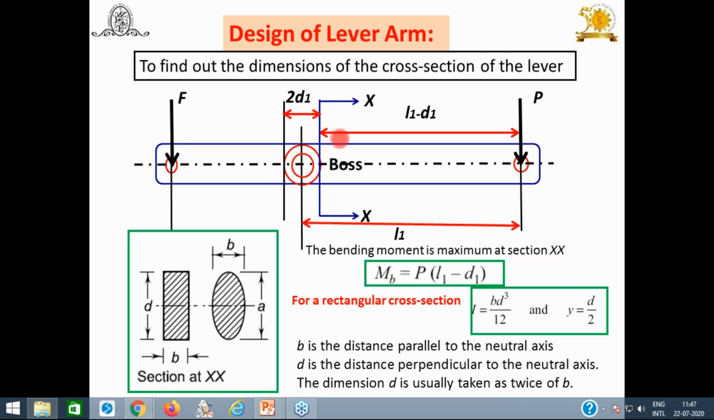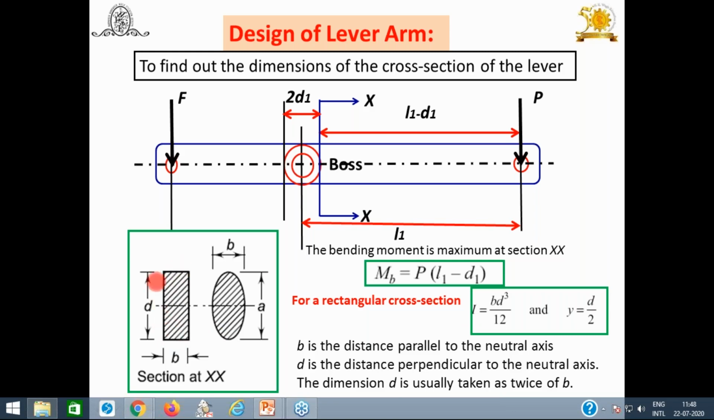Now again, the second thing: suppose this lever has a rectangular cross section. Look at this rectangular cross section, where D and B dimensions are shown. To find the bending moment MB, we use a simple equation, sigma B is equal to MB y by I. Y means D by 2 for this rectangular cross section.